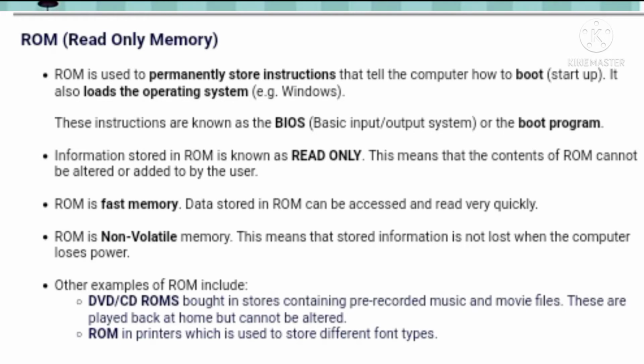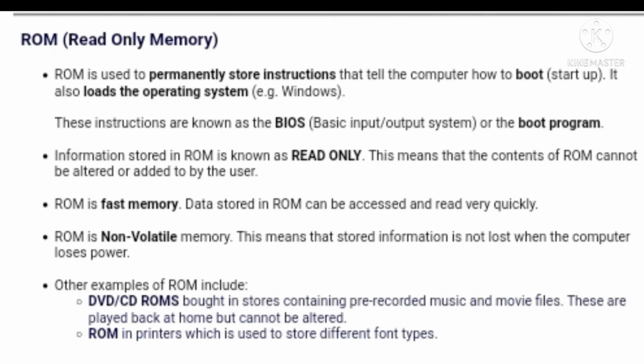Information stored in ROM is also known as read-only. This means that the content of ROM cannot be altered or added to by the user. ROM is fast memory. Data stored in ROM can be accessed and read very quickly. ROM is not a volatile memory. This means that stored information is not lost when the computer loses power.